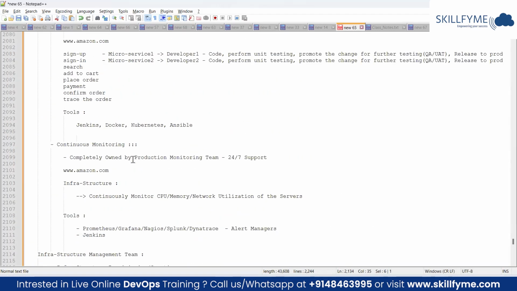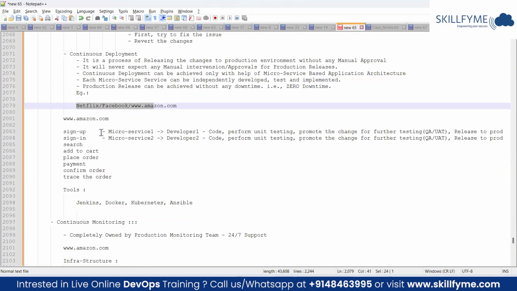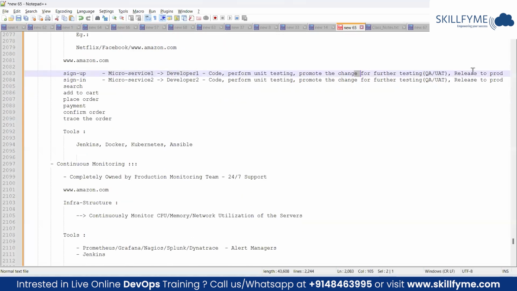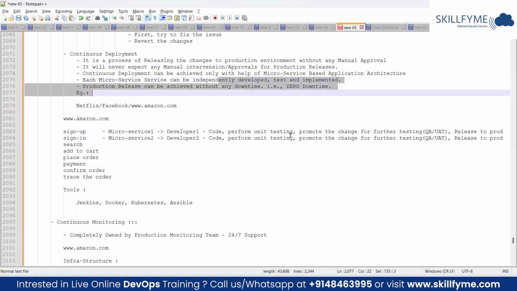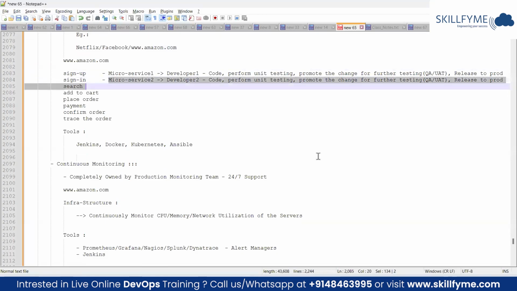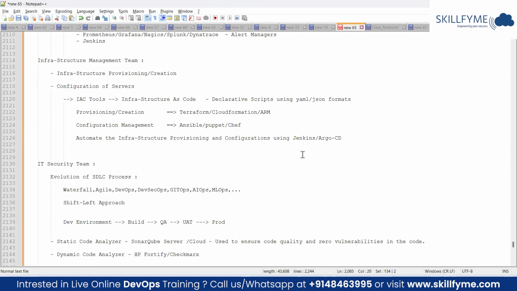Amazon.com, Netflix, or Facebook are able to successfully deploy their services without any manual approval and without any downtime. Just assume how much they have strengthened their process. If the process is not strengthened, they cannot achieve this. And without their people, without their team support, they cannot strengthen the process. Everyone should rely on this and follow the process. Then only is it possible.